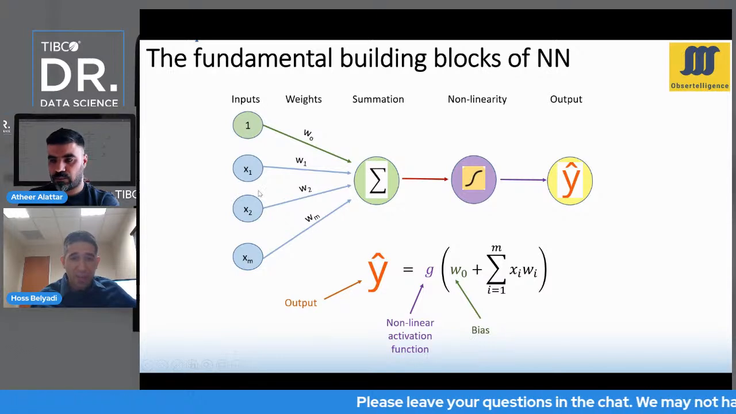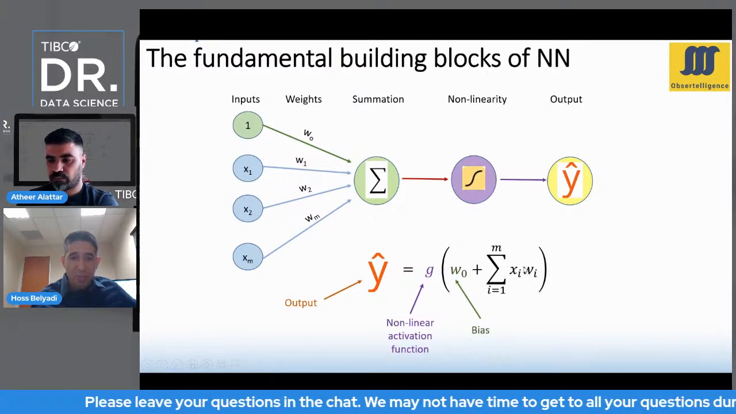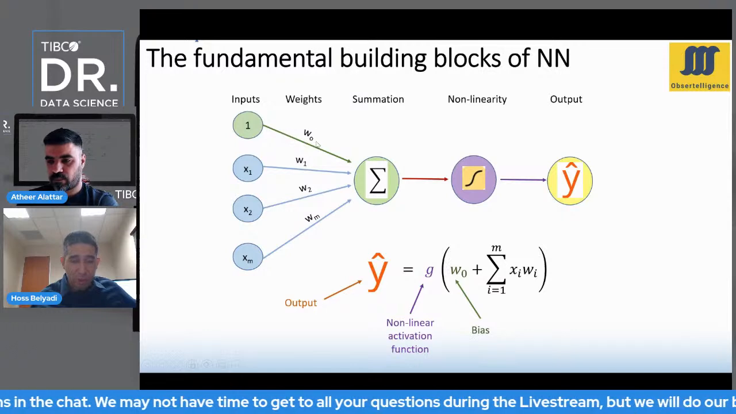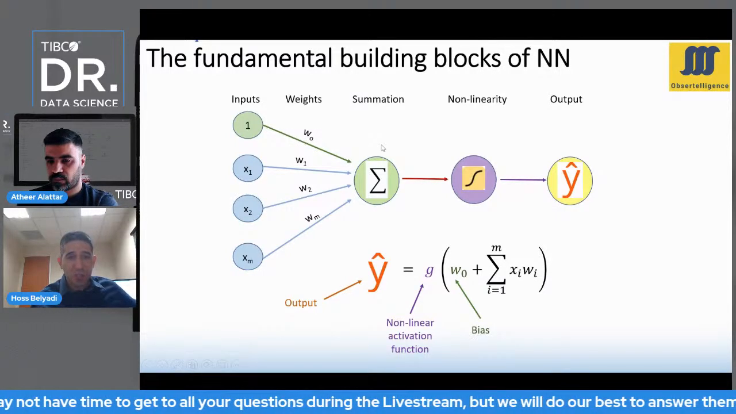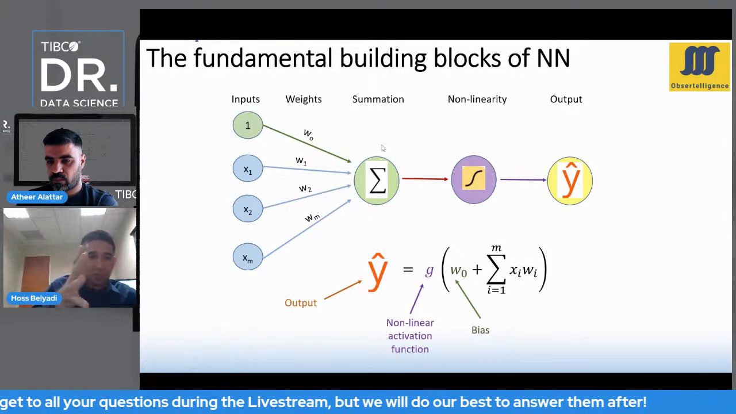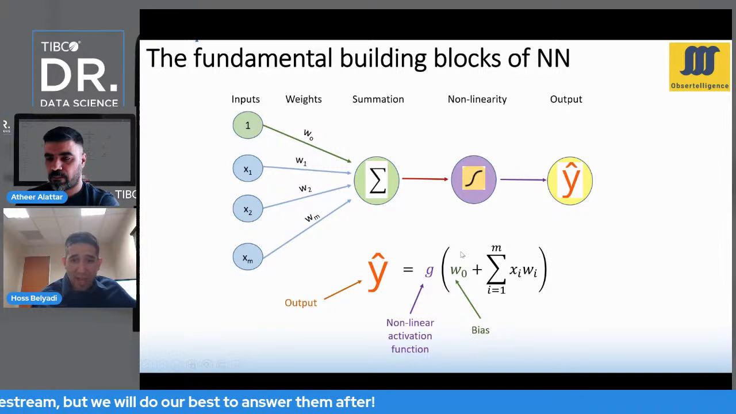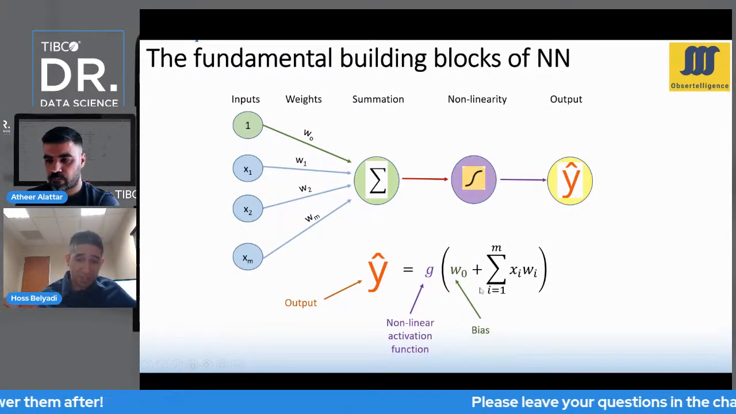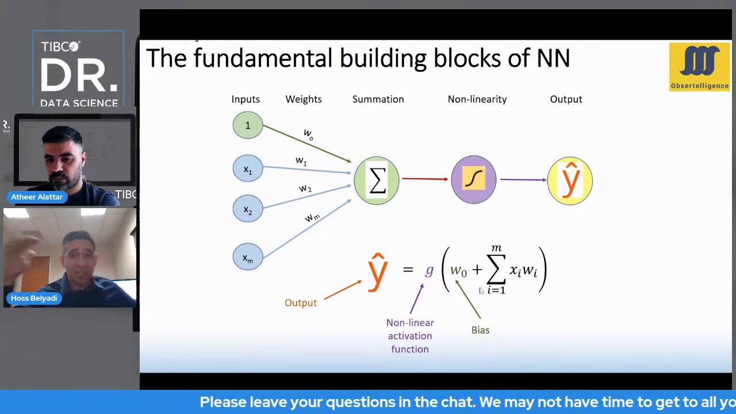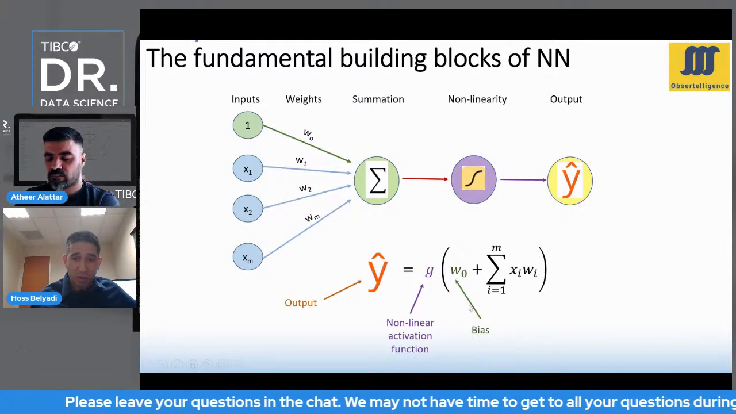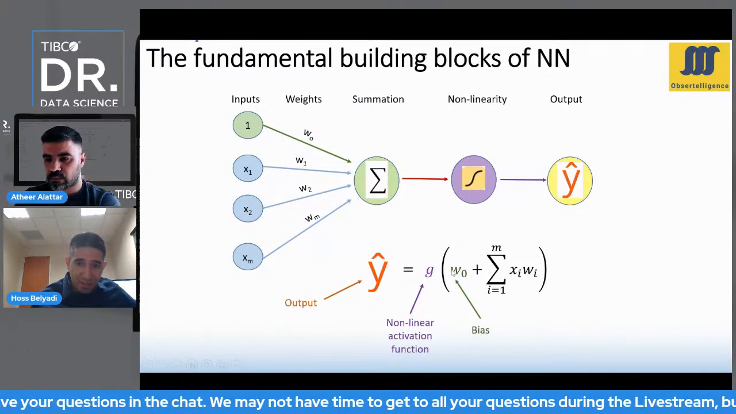Then it sums it up. You get the summation of all of this, right? Then it adds a bias, and this bias is the w0 term. What is this bias? This bias basically allows your activation function to move to the left or right, to shift it, right? But now, after you add the bias, you have to add a nonlinearity, a nonlinear activation function, and we're going to go over what types of activation functions you have. So you add this nonlinearity, and that's it.